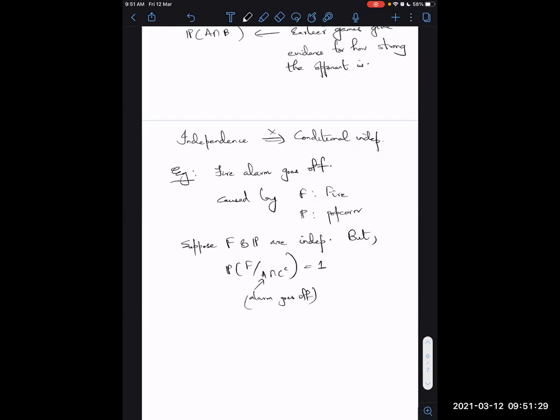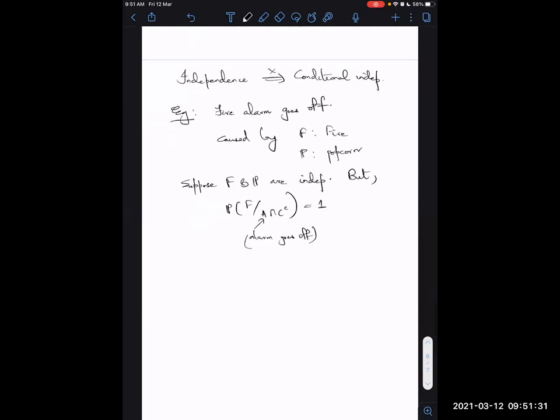So what have we understood here? These are events which are independent. F and P are defined to be independent. Okay. But conditioned on the fact that the alarm goes off, they are not independent, because whether someone is making popcorn or not gives you complete information about whether there was fire or not, conditioned on the fact that the alarm went off. So they are not conditionally independent.